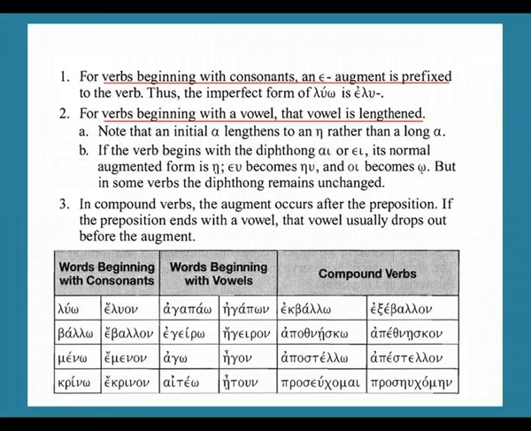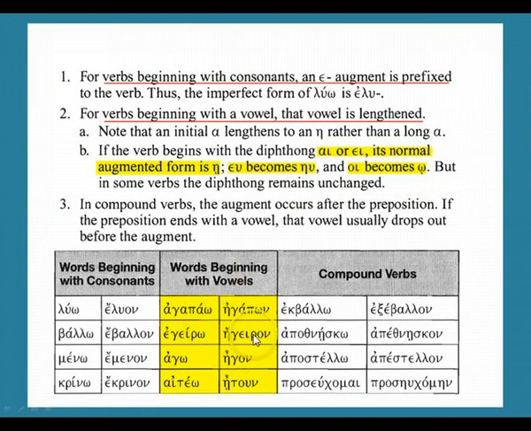Number 2, for verbs beginning with a vowel, that vowel is lengthened. So A and B indicate, A says that initial alpha lengthens to an eta. If the verb begins with a diphthong, alpha iota or epsilon iota, its normal augmented form is eta with an iota subscript. Epsilon upsilon becomes eta upsilon, and omicron iota becomes omega with an iota subscript.